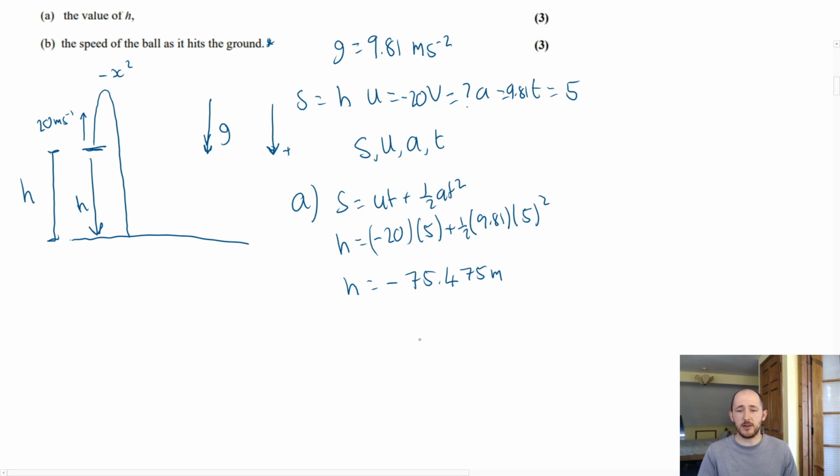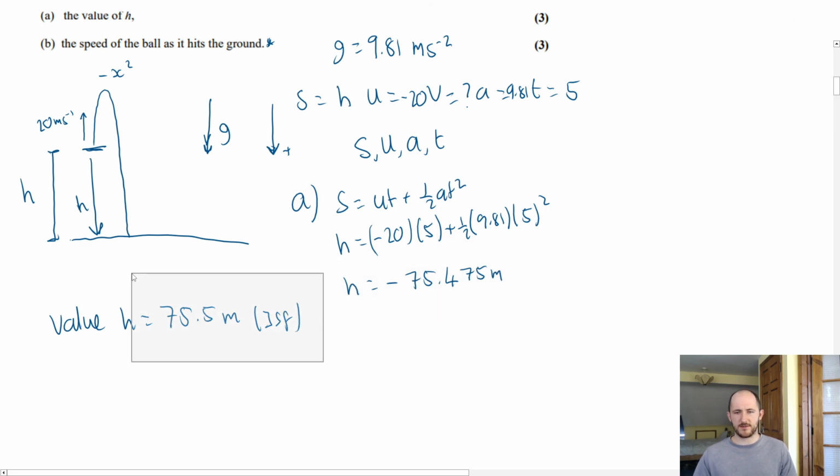So the actual value of h is just 75.5 meters to 3SF. Right, because when you say how high is something, you wouldn't say negative 75 meters, you'd just say 75 meters. Now, does that matter? No. In an exam, you'd get the same marks if you did it either way. I'm just doing this because it would make more sense.